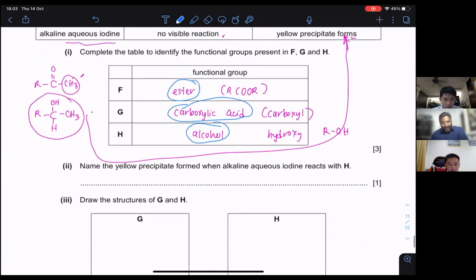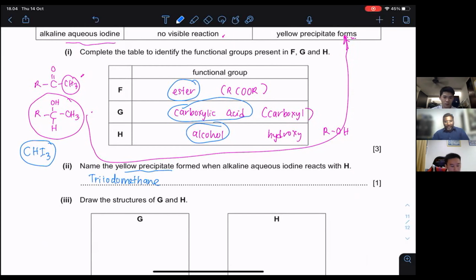Now, name the yellow precipitate formed. I already mentioned to you what that is. This one basically is CH3I. This reaction, alkaline aqueous iodine, is what we call the triiodomethane reaction. So this is triiodomethane. Sorry, this is wrong. Triiodomethane means CHI3. Okay, CHI3, triiodomethane.